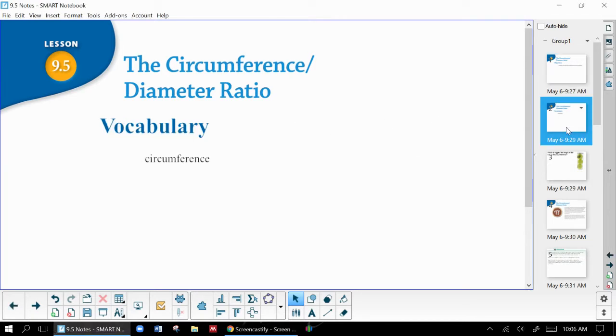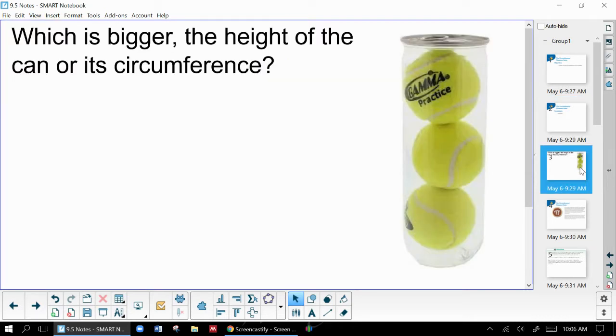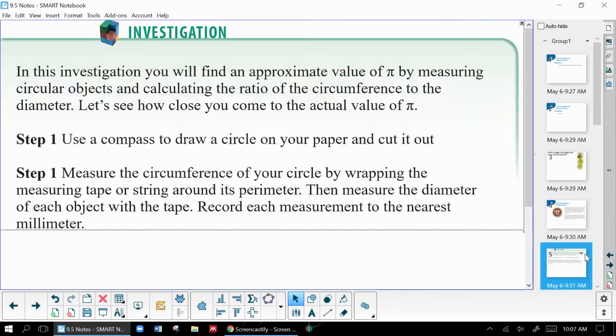So the only vocabulary word here is circumference, and that is the distance around a circle. And so the question is, which one is bigger, the height of the can or its circumference? So think about that for a second. And it turns out the circumference is actually bigger than the height. In terms of tennis ball units, the height is about 3 tennis balls, and the circumference, it turns out, is a little bit more than 3 tennis balls worth.